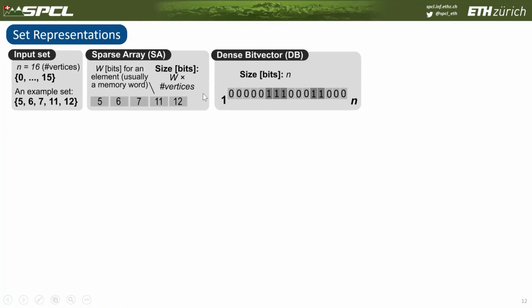Or we can also represent this as a dense bit vector, where we store this set as a bit vector with n bits, and now a bit set to 1 indicates that a given vertex with the ith index is present in a given set, while 0 means that a given vertex is not in a given set. Right? And now in SISA we support both of these representations.